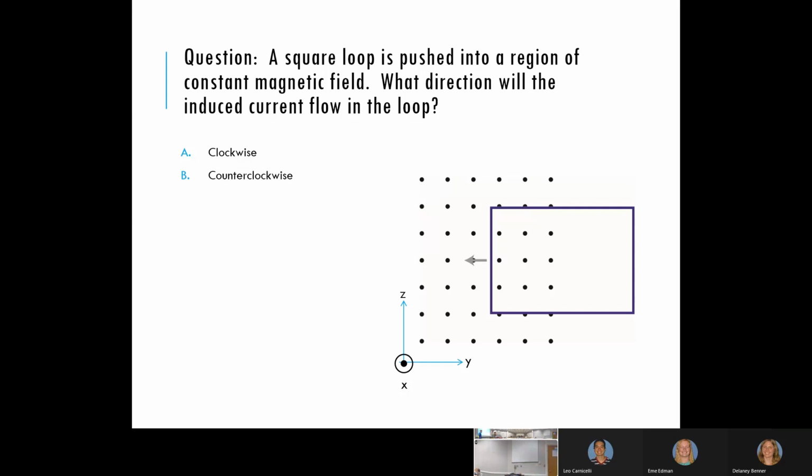Which way does it flow? I'm taking this coil and I'm trying to push it into the field. Which way does the induced current flow? Does the gray arrow represent force? It's the direction of motion, excuse me. I was thinking the velocity here, but you could think of it as the direction of the external applied force. Either way, I'm trying to push this loop in. What direction does the induced current flow? Let's start with that.